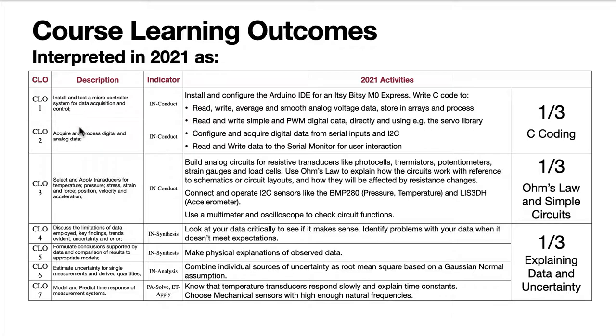Course learning outcomes 1 and 2 are going to be about getting your microcontroller to work and reading some data with it. So we're going to install and configure the Arduino IDE to be able to run your Itsy Bitsy M0 Express that you're going to get in your kit. You're going to write C code to read and write and average and smooth analog voltage data. You're going to do some work storing data in arrays and processing the data in those arrays. You're also going to read and write simple and pulse width modulated digital data. And you're going to acquire digital data from either serial inputs or I2C sensors. And we'll find out more about that.